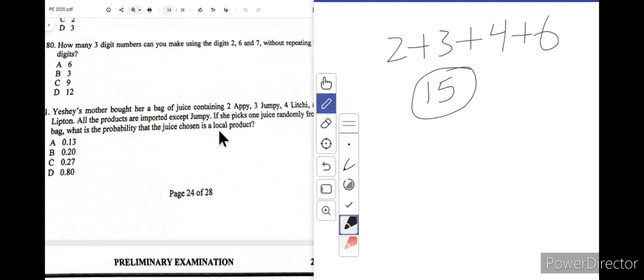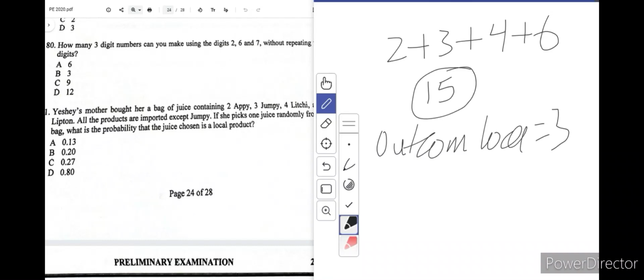So that means to find the probability of getting a local product, what we need to do is find the outcome for local product. Local product is equal to the total number of local products. So in here we have 3. Total number of local products is 3.